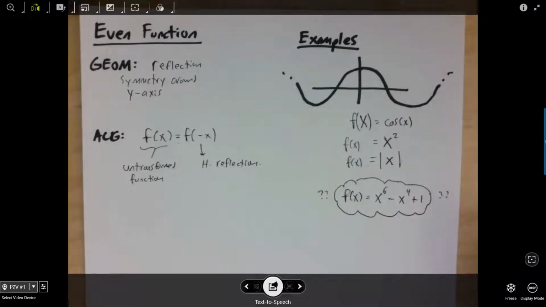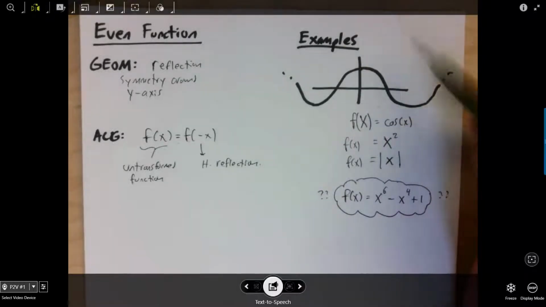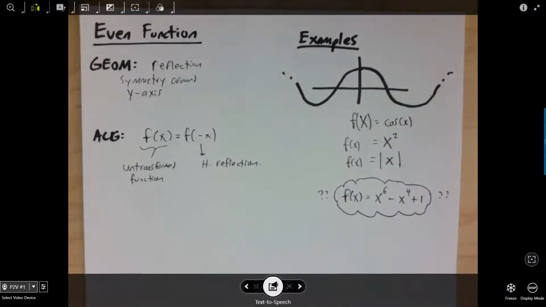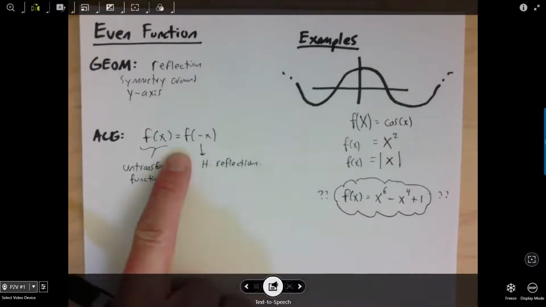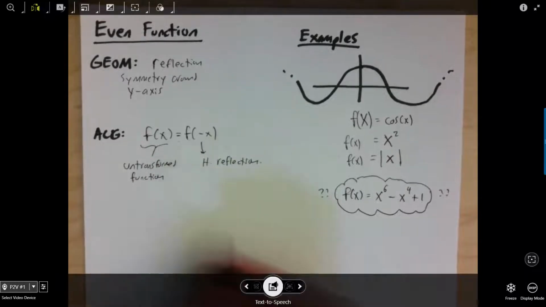Some common families that are even would be cosine x, x squared would have that same symmetry, or absolute value x, and there's lots more. What if we wrote something down like this, x to the 6th minus x to the 4th plus 1? Is that even? A great way to test would be to see if this function satisfies this equation. So let's try it out.